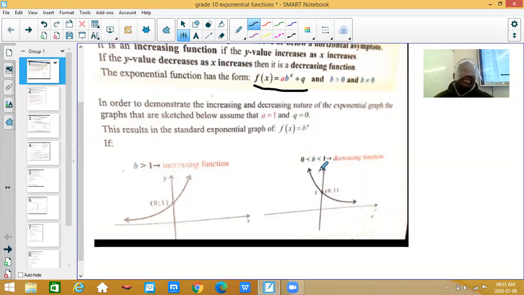Now, if you look at this type of graph, if we go down along the y-axis, y is negative. But now to go to our graph, you turn to the right. So it is negative over positive. This one is a decreasing graph. This is an example of a decreasing graph.